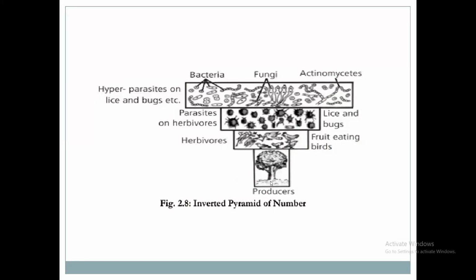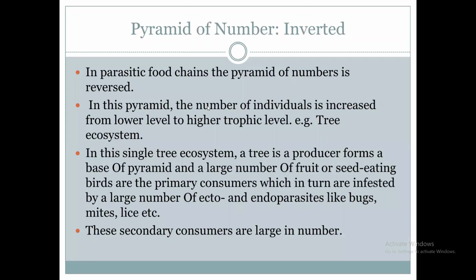So here the producers are fewer. Above them, these herbivores are more than these producers. Then the parasites are more than these herbivores. And at the top level, the hyperparasites are more than the parasites. So these are increasing towards up. Therefore, it is an inverted pyramid of number. So as we go up, the number of individuals is increasing.